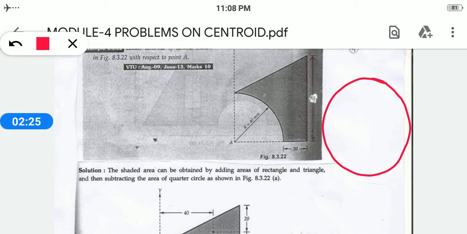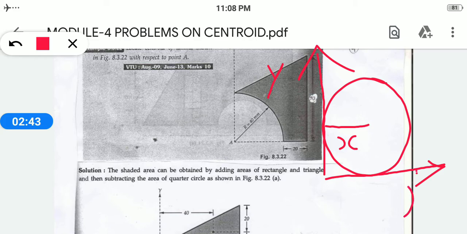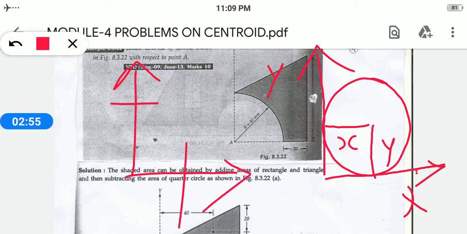If they are giving an x-axis over here and a y-axis over here, then the distance from the y-axis is called x, and the distance from the x-axis is called y. I hope you got it. You already know this basics. The distance in this direction is the y distance, and the distance in this direction is called the x distance. That same thing only we are going to adopt.